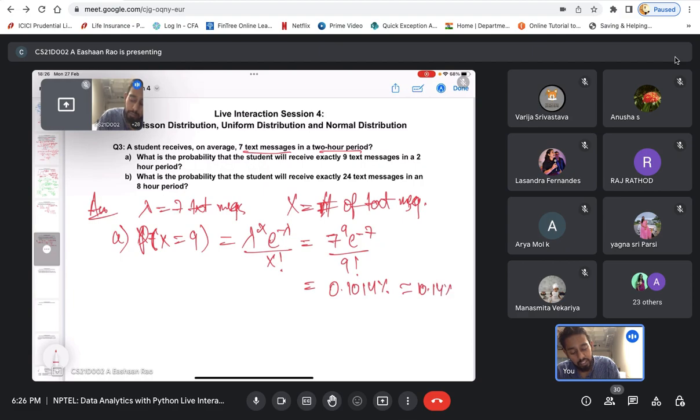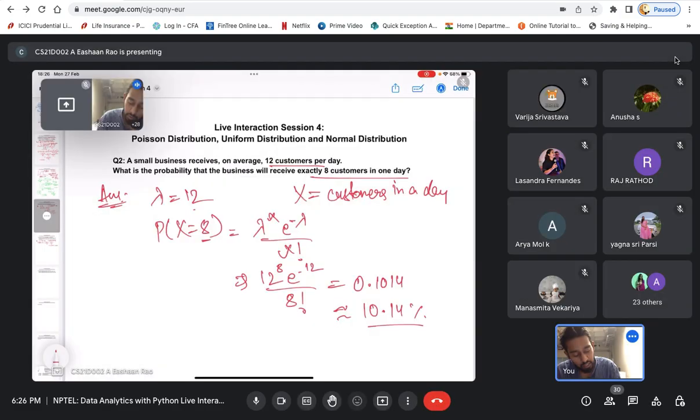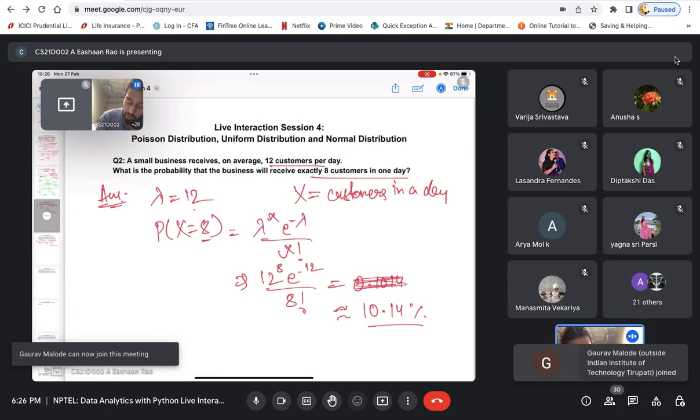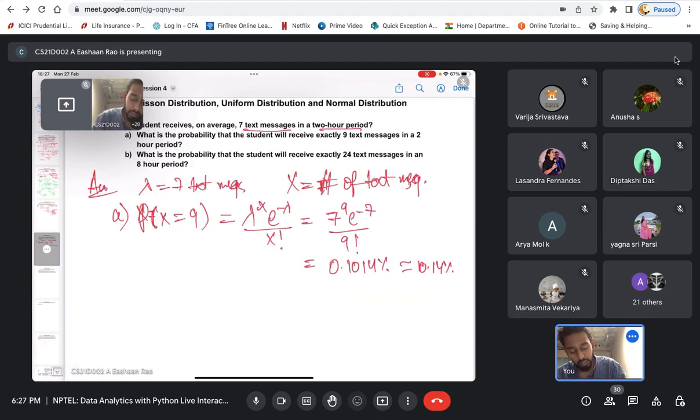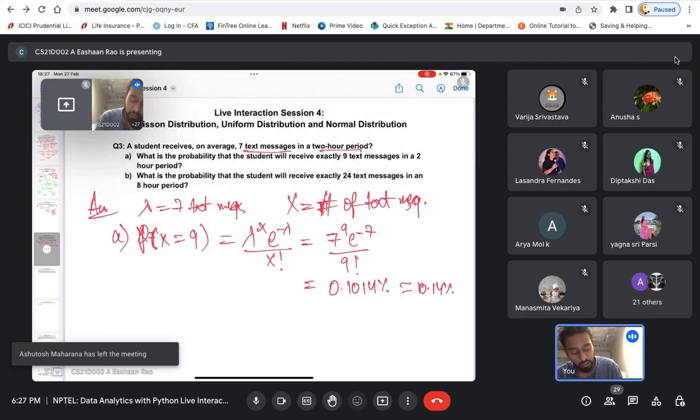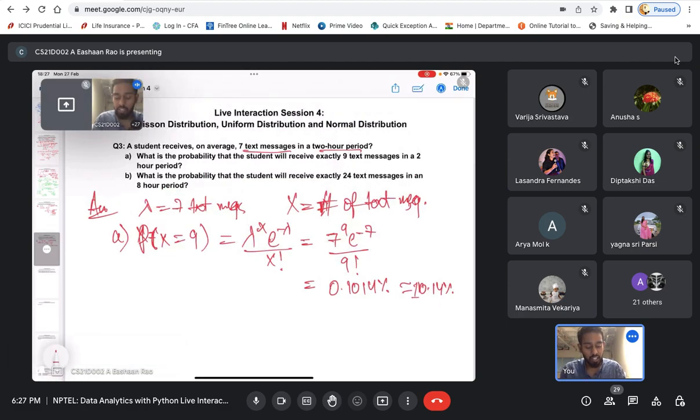Okay, so I think I have miscalculated the earlier question. The answer there is actually not 0.14, it is actually 0.065523, which is equivalent to 6.55 percent. I just wrote down the answer somewhere else, so I miscalculated. For the earlier question, the answer will be 6.55 percent, which we saw for small businesses. For this question, we are getting that there is a 10.14% chance that a student will get 9 text messages in a 2-hour period.